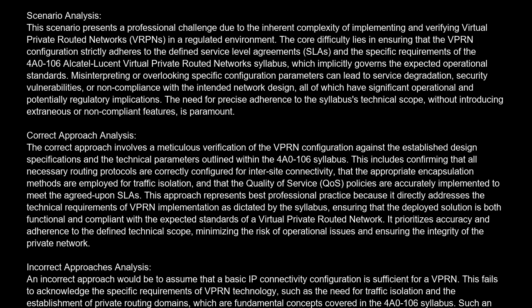Incorrect approaches analysis. An incorrect approach would be to assume that a basic IP connectivity configuration is sufficient for a VPRN.